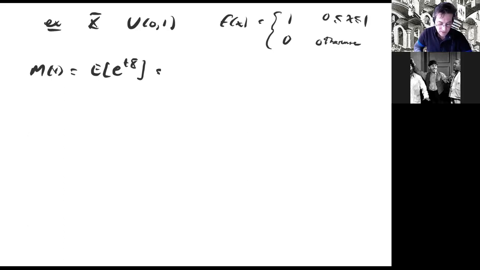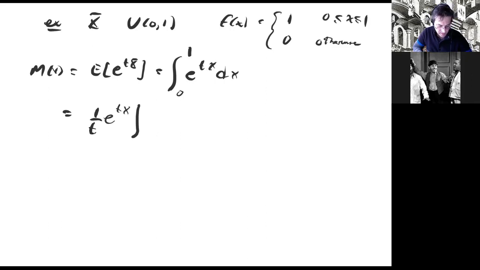And since the function f of x is non-zero only for x between 0 and 1, it is the integral from 0 to 1 of e to the tx, oops, that should be lowercase x, dx. Now what is the integral of e to the tx dx? Well, that's the same thing as 1 over t times e to the tx evaluated from x equals 0 to x equals 1. And this is the same thing as 1 over t times e to the t minus e to the 0, which is 1. So in other words, this is the moment generating function.